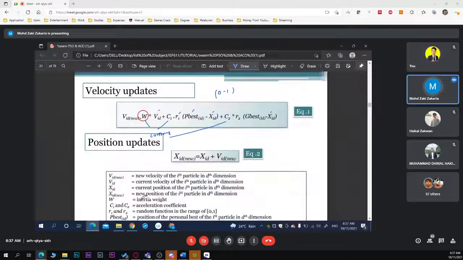Okay, so this is what we call the velocity updating, and we need to consider two things: velocity and position update. Okay, position update means VID, the new position. This is the old position plus VID new. So for XID, the new position, we need to combine the old position plus velocity. Okay, velocity.